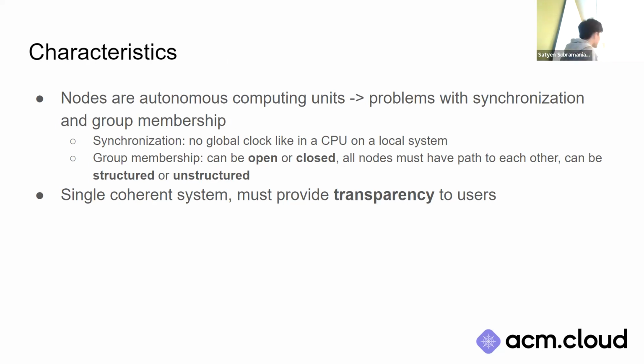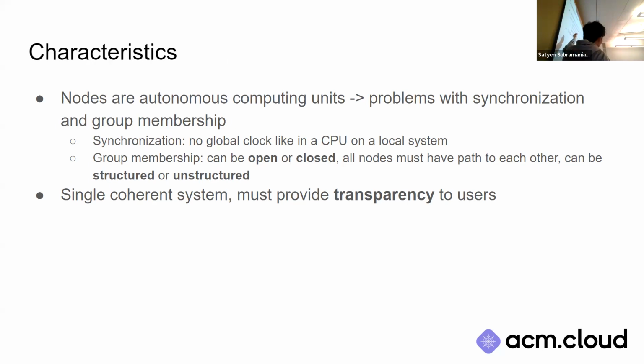Okay, so what exactly is a node? A node is an autonomous computing unit. Since they're autonomous, there are going to be problems with synchronization, because on a physical machine, when you write a value to a register, you know that only one of those instructions can happen at a single time.